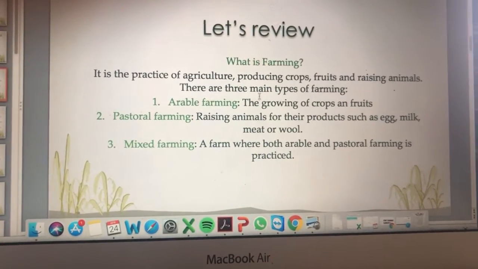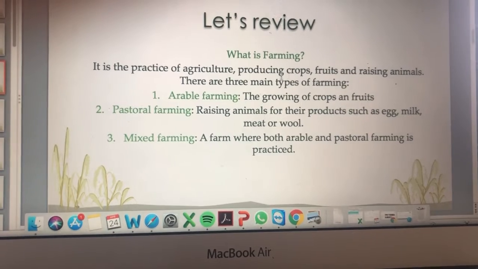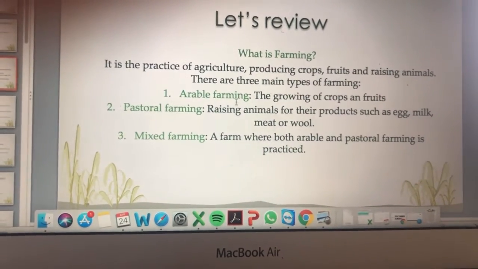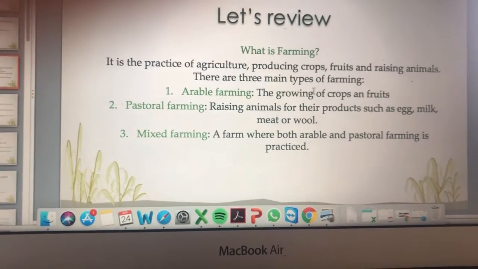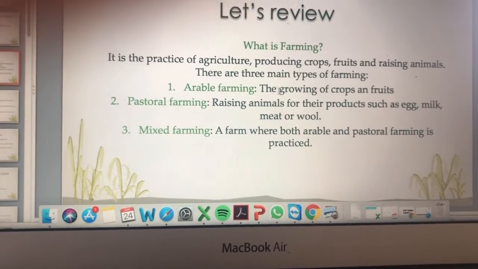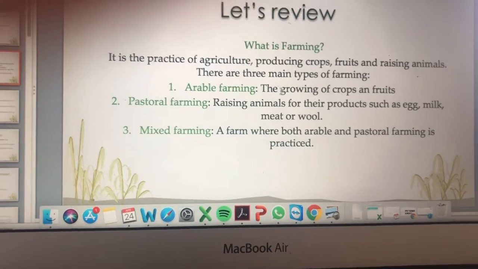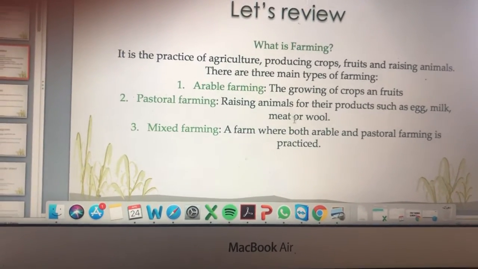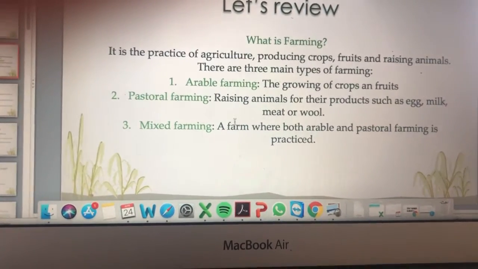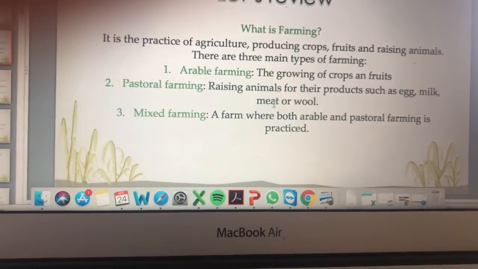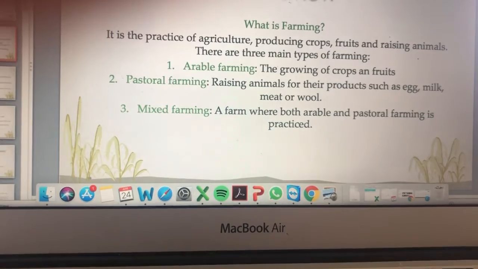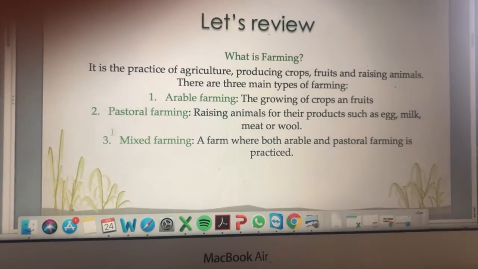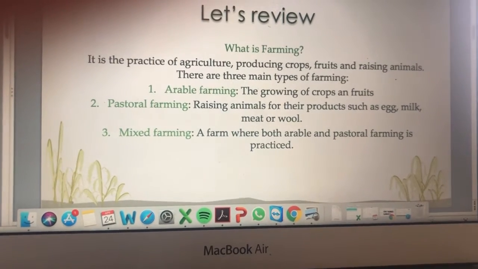So farming is the practice of agriculture, producing crops, fruit, and raising animals. Three types, really. Arable, so growing of crops and fruits. Pastoral, so raising animals for their products, so we can sell things like eggs, milk, meat, or wool. Mixed farming, where you do both arable and pastoral, okay? So excellent. Make sure you've written down those definitions into your notes, so you can pause the video and do that.